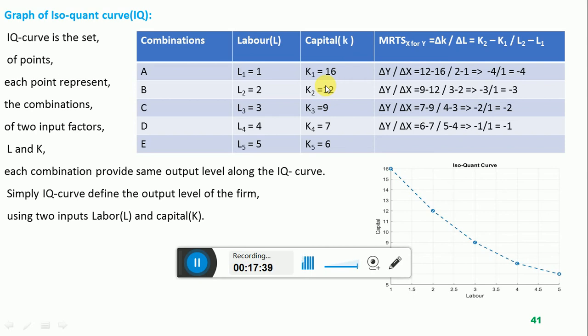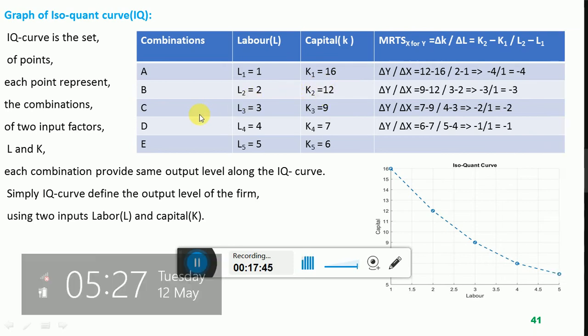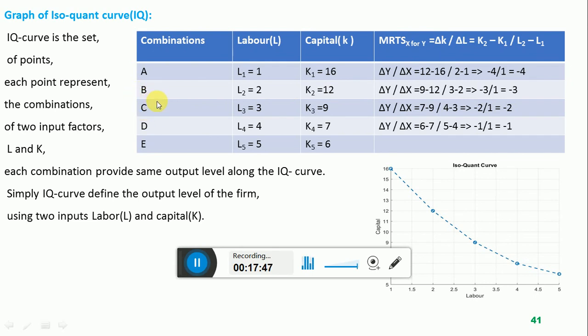Producer replaces capital with labor: increase one labor and decrease 4 machines. In this way, to change from B to C, to increase further one labor from 2 to 3, producer reduces 3 capital. So this rate of substitution diminishes here. Again, to change from combination C to D, to increase one more labor from 3 to 4, producer decreases machines from 9 to 7 and reduces 2 machines.